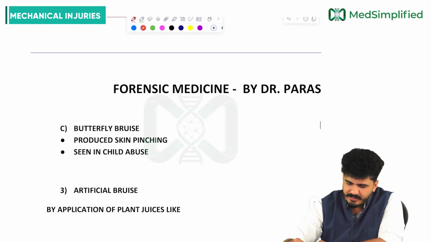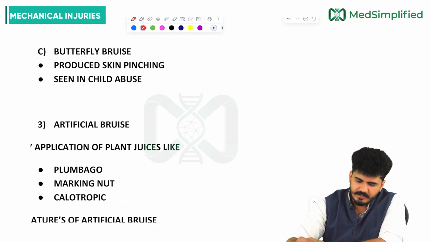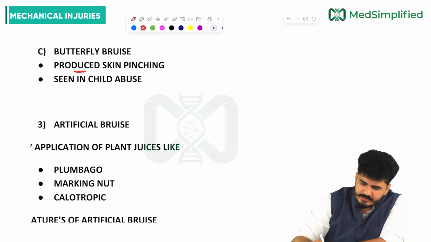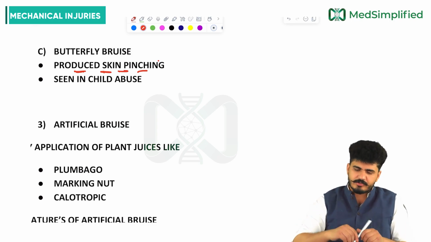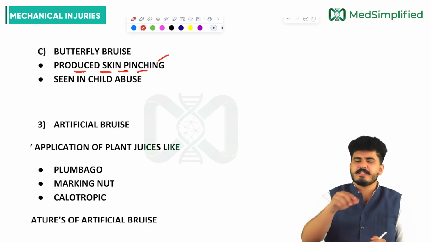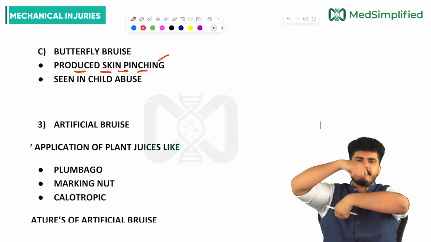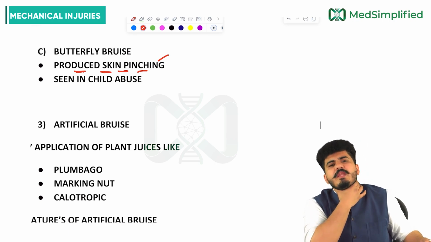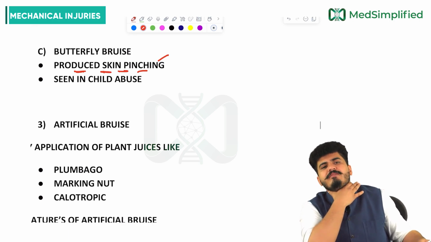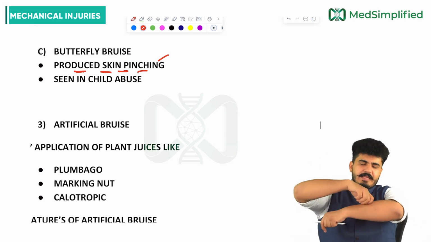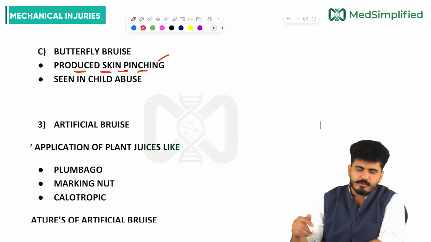Other bruise can also be there, my dear friends. The other bruise would be what? Your butterfly bruise. This is produced in skin pinching also. Butterfly bruise can be seen in skin pinching also. Two things it can be. Skin pinching is a child abuse. You are doing like this, skin pinching. In skin pinching, butterfly bruise can come like this. Other thing is you are manually strangulating someone with this hand. This will also give you the butterfly pattern on the neck. In the skin pinch also, in the manual strangulation also, you are getting the butterfly bruise, my dear friends.